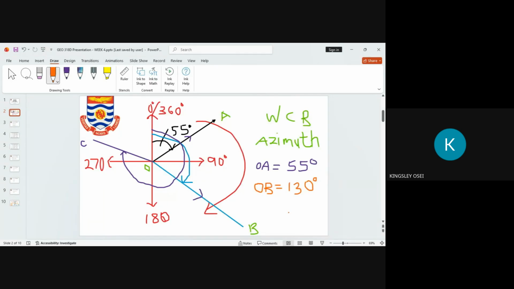Then we go for the last one, let's say OC. Here too, by how we saw the pictorial effect, this is more than 270, but this angle is very small. Let's say 30 degrees. 30 added to 270, you are going to get 300.